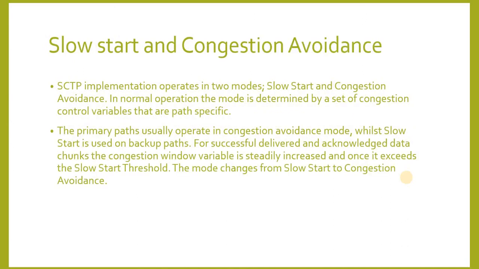Slow start and congestion avoidance. SCTP implementation operates in two modes, slow start and congestion avoidance. In normal operation, the mode is determined by a set of congestion control variables that are path-specific. The primary paths usually operate in congestion avoidance mode, whilst slow start is used on backup paths. For successfully delivered and acknowledged data chunks, the congestion window variable is steadily increased, and once it exceeds the slow start threshold, the mode changes from slow start to congestion avoidance.